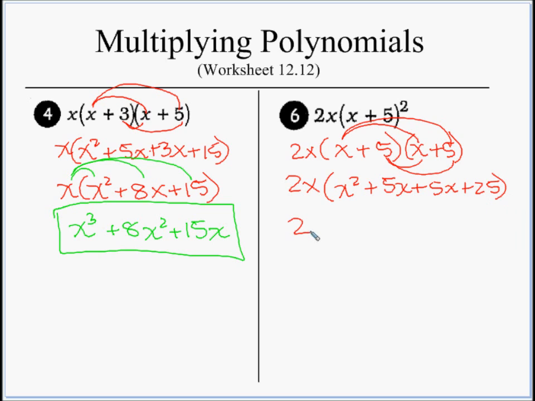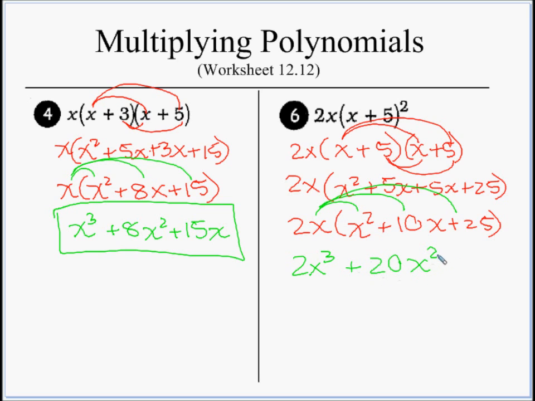Okay, I'm going to simplify inside the parentheses before distributing the 2x. x squared plus 10x plus 25. And now on my final step, I'm going to distribute the 2x. So I have 2x to the third plus 20x squared plus 50x. And that would be my final answer.